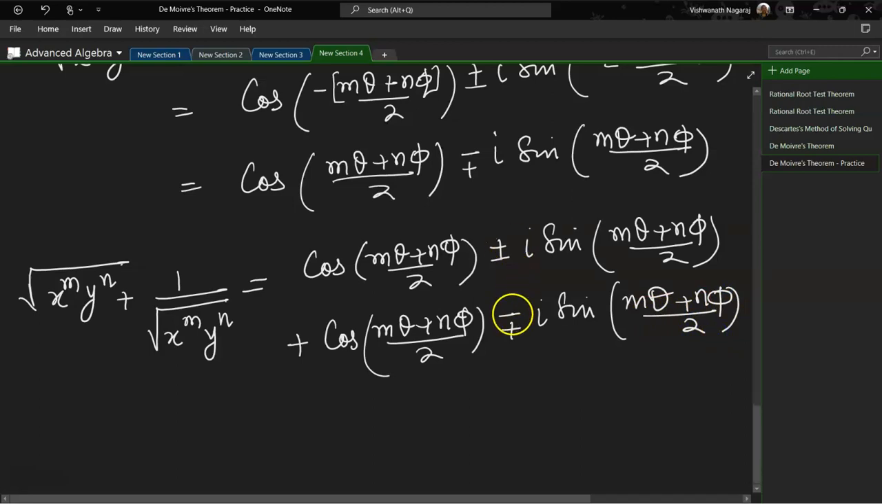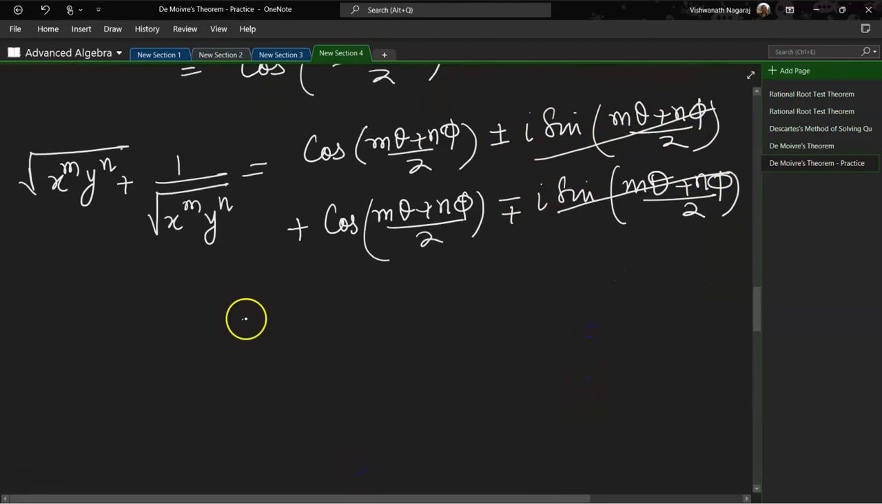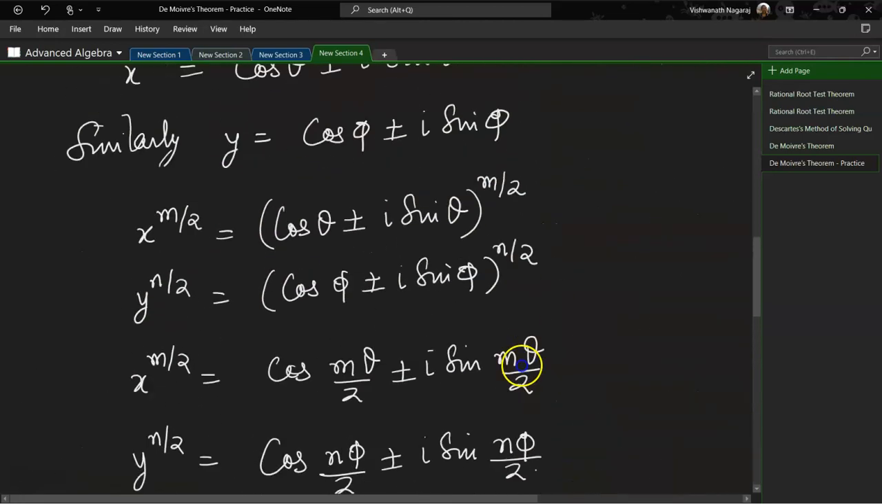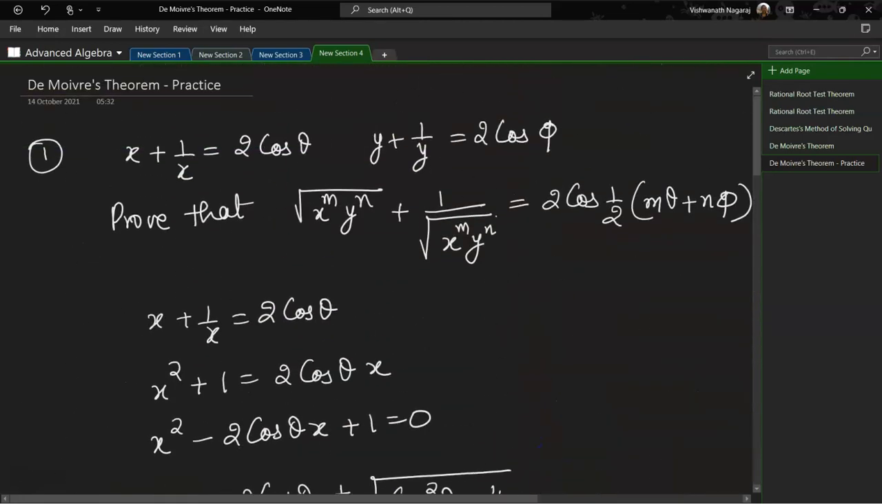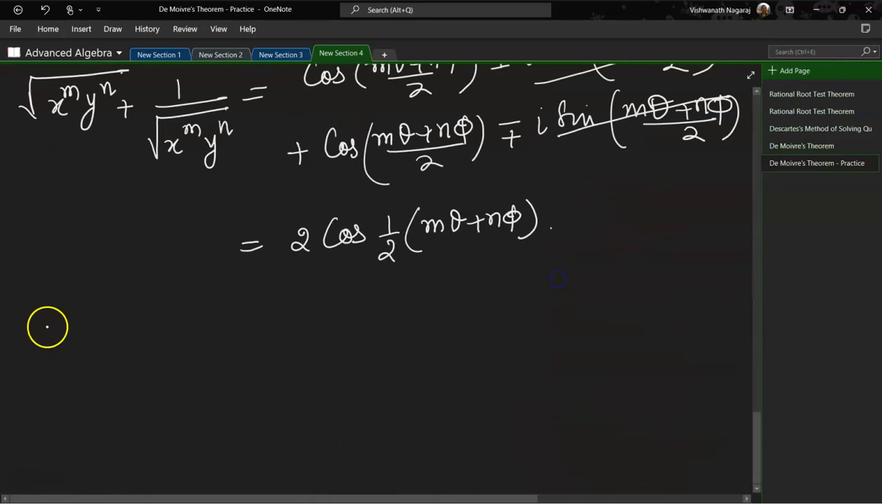Now when this is plus, this is minus. When this is minus, this is plus. So that means these two get cancelled out. And we are left with 2 cos 1 by 2. We can take it out and say (m theta plus n phi), which is what we had to prove. That is our first problem. Now let's look at the second problem.